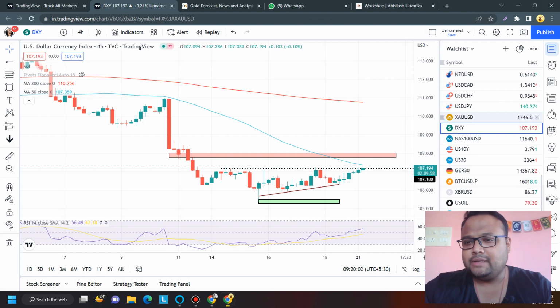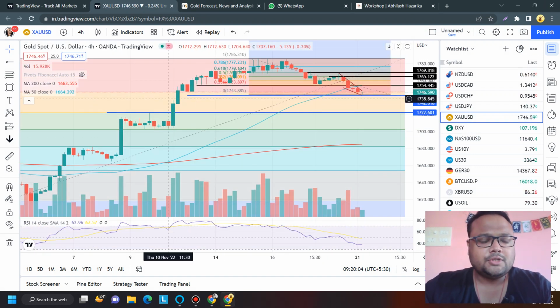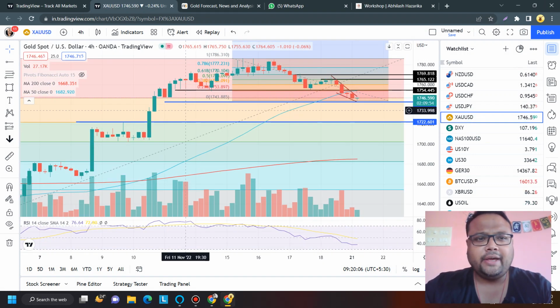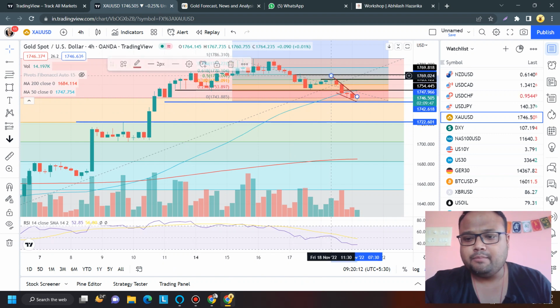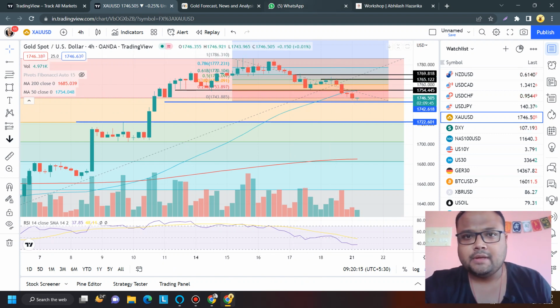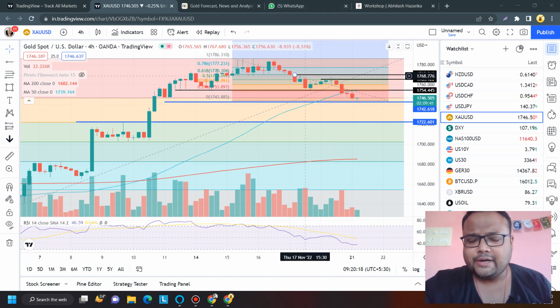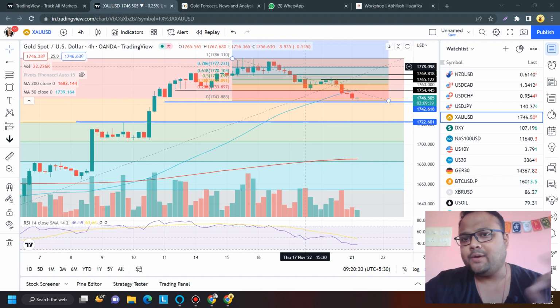Now let's get back to the chart of gold. This is the 4-hour chart of gold in front of us. Today I am using a very messy chart. At first let me remove these patterns, and let's try to understand the levels one by one.